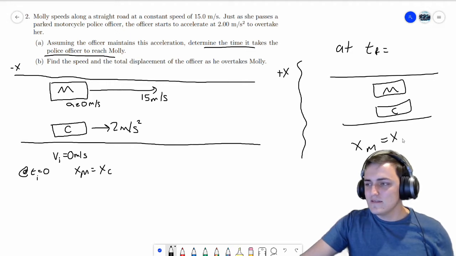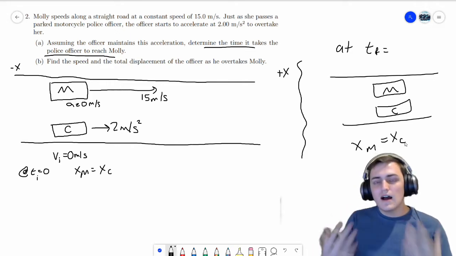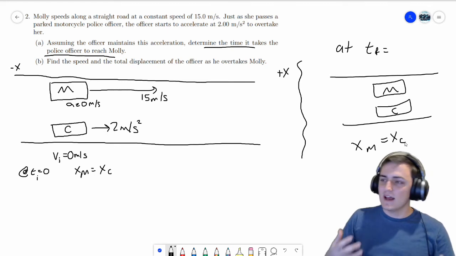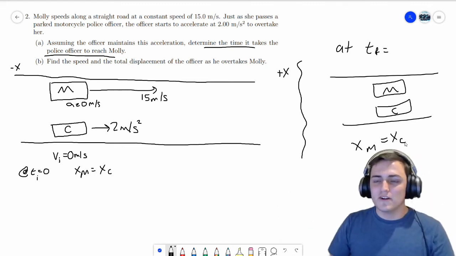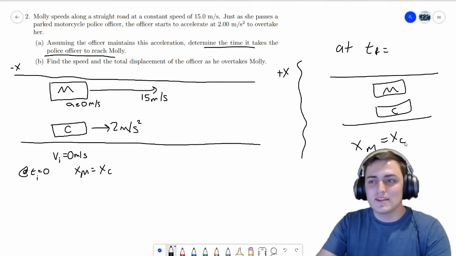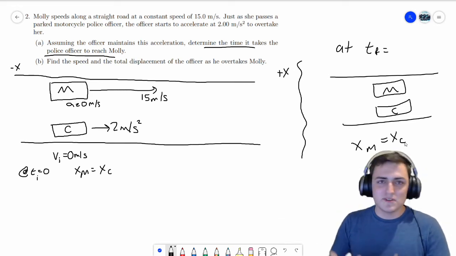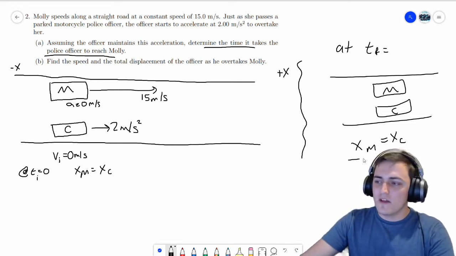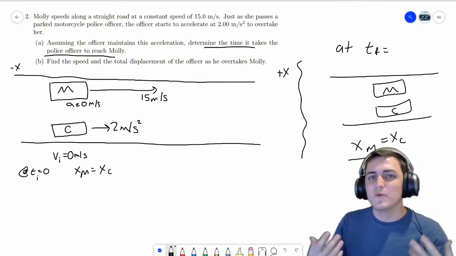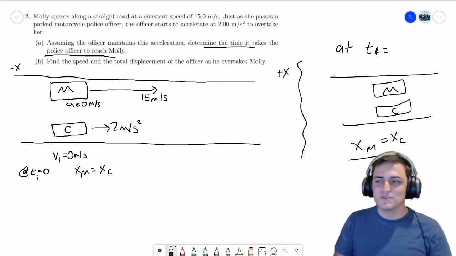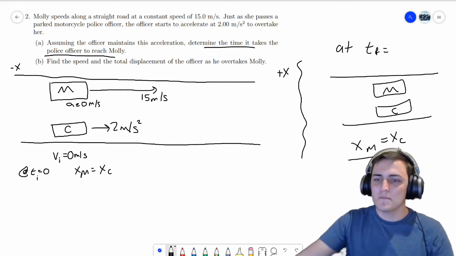That is the key idea that's going to help you solve this problem: at time final, which is the answer for part A, Molly and the cop have the same position once again. So now that we know they have the same position, how do we express x sub m and x sub c, the position of Molly and the position of the cop?